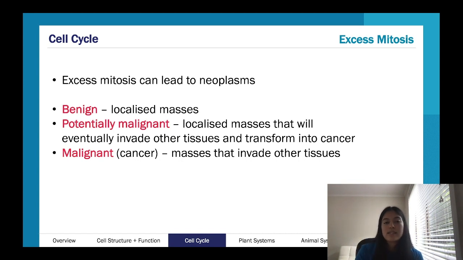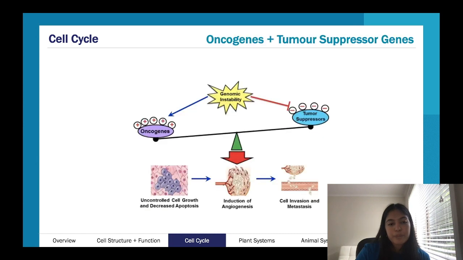It's still localized, but it has the capacity to invade other tissues and become cancer. So that's why potentially malignant. Once it is malignant, that's what we're thinking of as tissue invasion. So we have this excess mitosis and it's becoming harmful. It's basically spreading into areas where we don't want it to be.